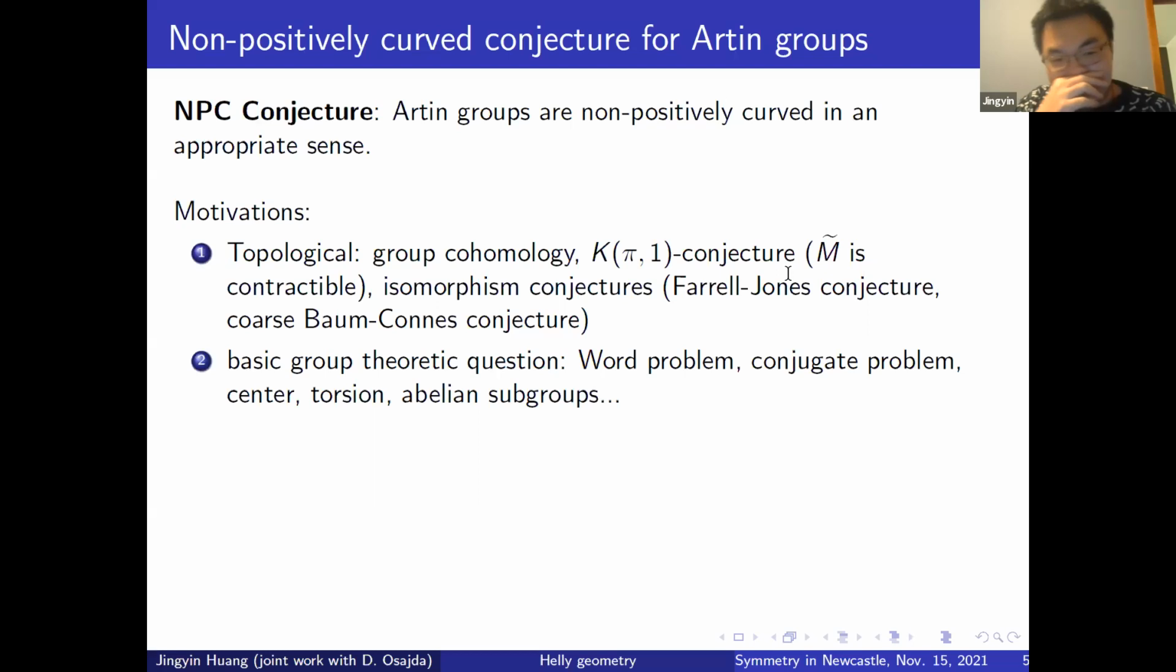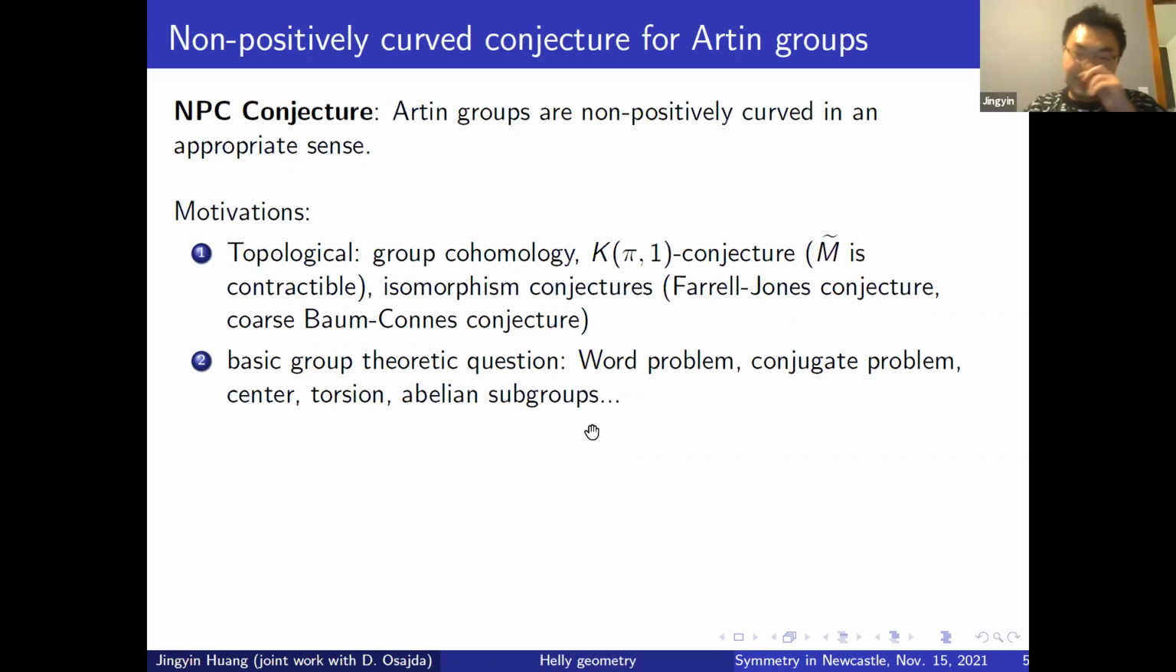And then there are also other basic group theoretic questions that are widely open for Artin group. For example, we don't really know how to solve the word problem, and we don't know how to solve the conjugation problem. This is a bit surprising given that the presentation is very simple. And we don't even know what kind of Artin group has center. There's a conjecture, but nobody knows how to prove whether Artin group is torsion free or not. And what can we say about the abelian subgroups? So all these questions are actually widely open for the class of Artin group.